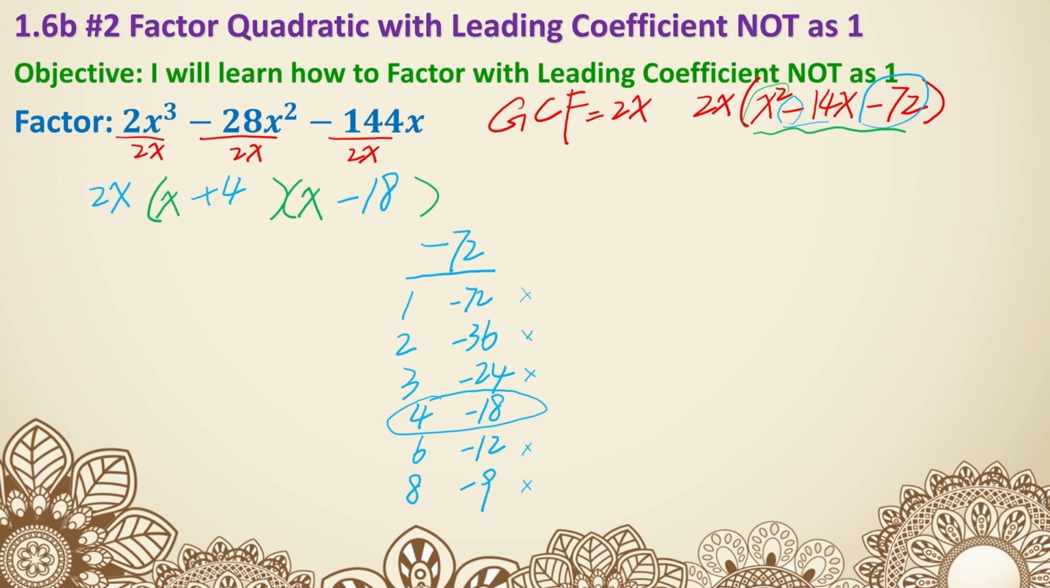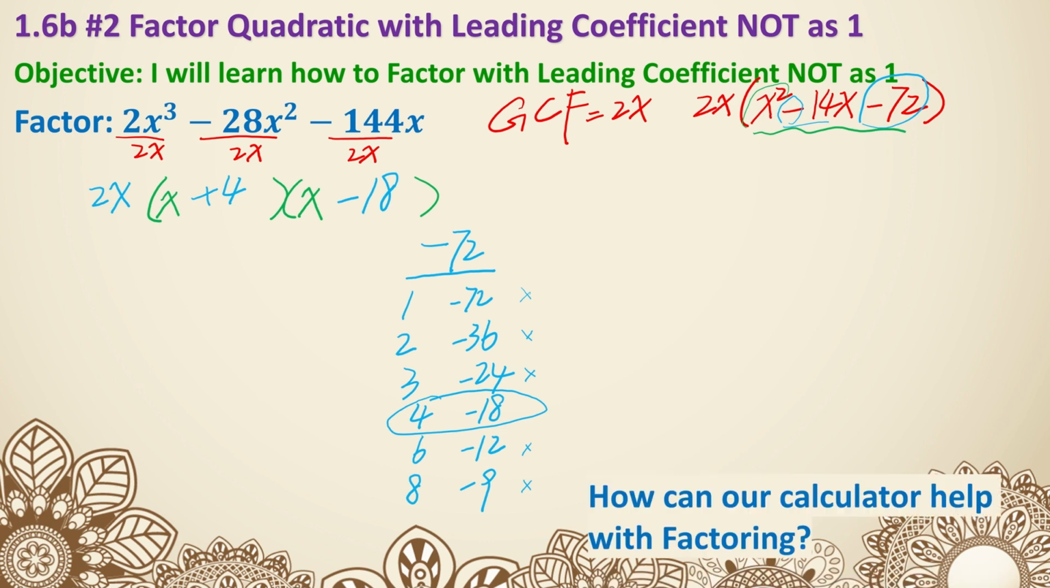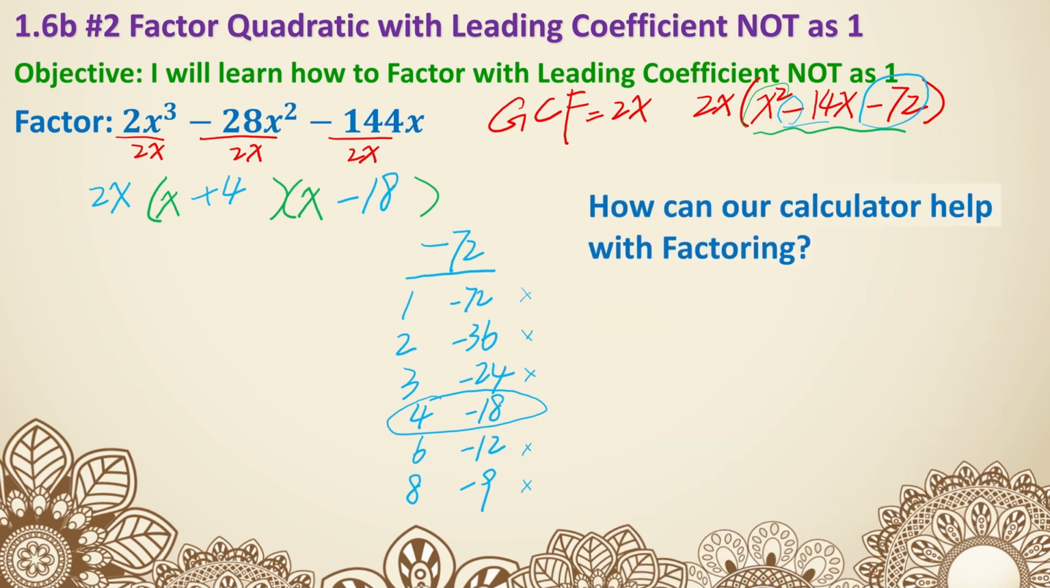So you see, when we have a negative 72, the number is getting bigger and there are a lot of combinations already. Sometimes you might forget some of them. So what if there's a way we could use our calculator to help us find all the combinations? So let's find out. How can our calculator help with factoring? I'm going to pull up a calculator here to show you what's going on.